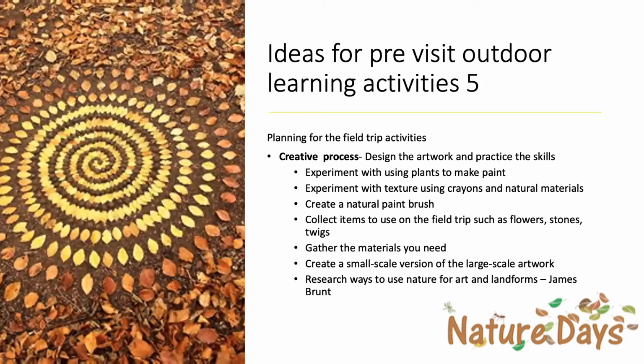It could be that you've got different plants there. You need to consider if you're using them, if you're allowed to pick them, or if you go in autumn time so that you can use leaves on the ground. See if you can use them to make paints. You can use different textures. You can use crayons to make rubbings, natural materials. You can use foil. You can create natural paint brushes, and you can collect items from your field trip, such as flowers and stones, to actually bring back to school.